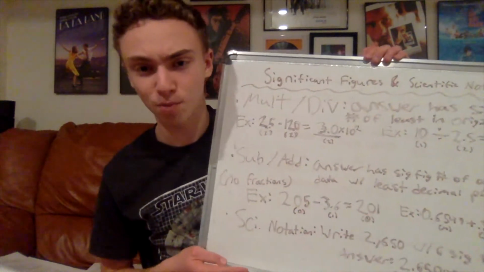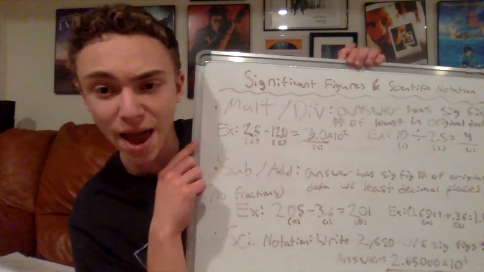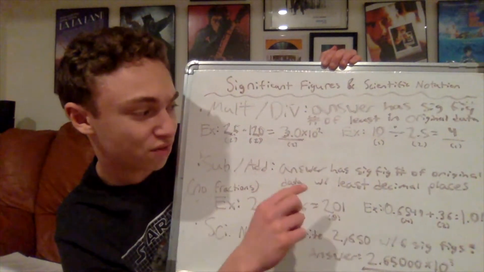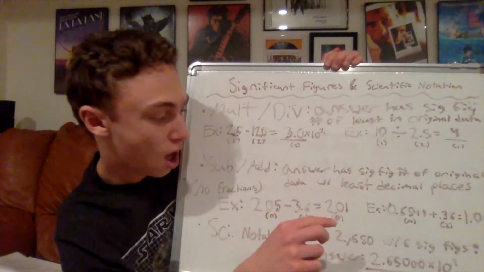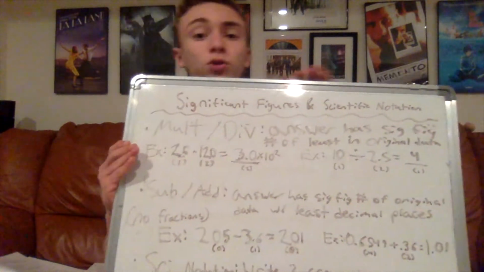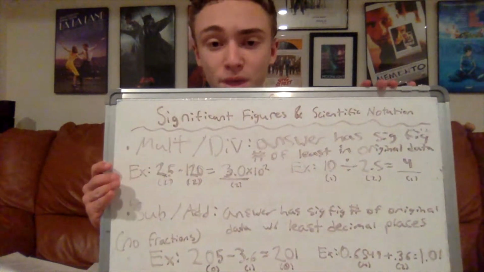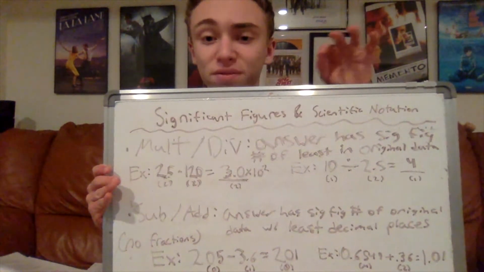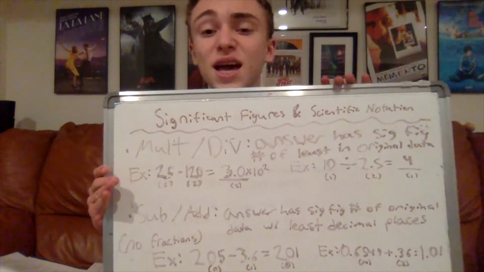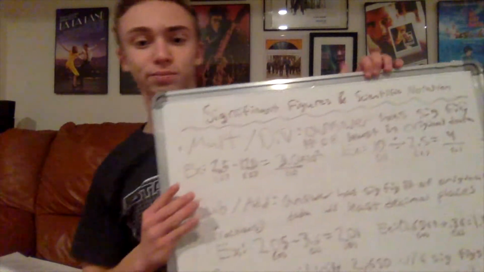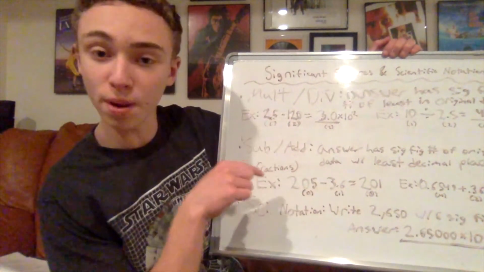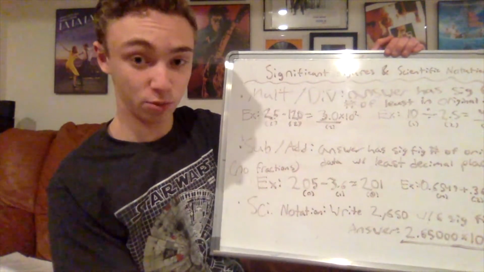Now we move on to the second part, which is subtraction and addition. So here the answer has the significant figure number of the original data with the least amount of decimal places. So for multiplication and division, I'm going to repeat this one more time, it's the least amount of significant figures in the original data, but for subtraction and addition, it's the least amount of decimal places. So we have an example with subtraction right here. So remember, there are no fractions, so it's always going to be decimal places.